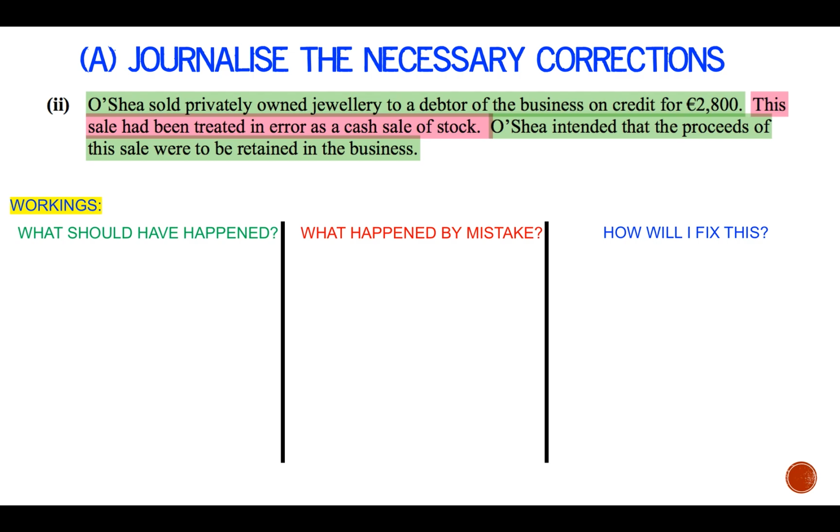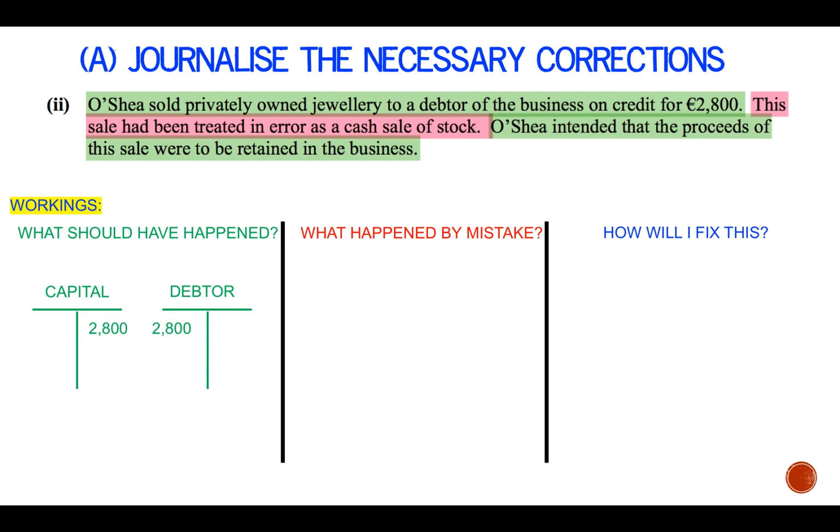Now, O'Shea does have a boutique, right? But when they sell privately owned something to a debtor of the business, that is capital being introduced, okay? And then the debtor owes the money. So the capital introduced is a liability because the business ultimately owes that money back to O'Shea. So capital introduced 2,800 on the credit side, and the debtor is going to be 2,800 on the debit side because that is an asset increasing.